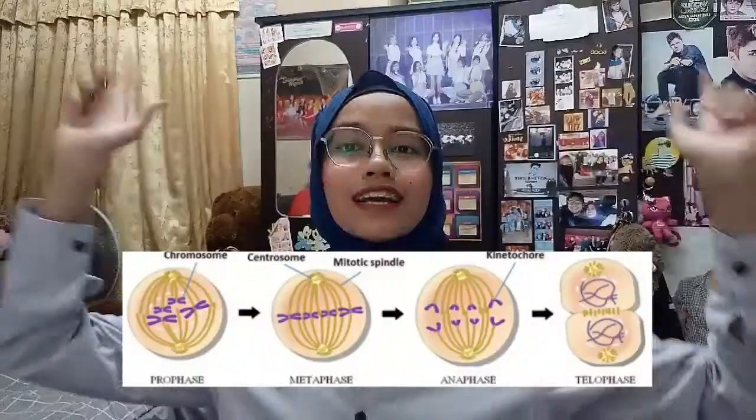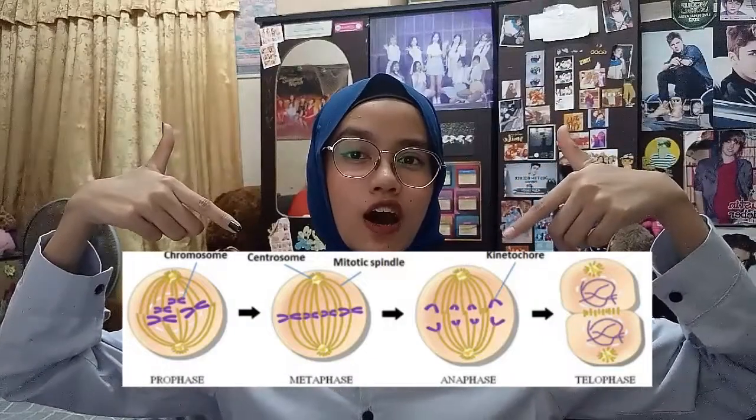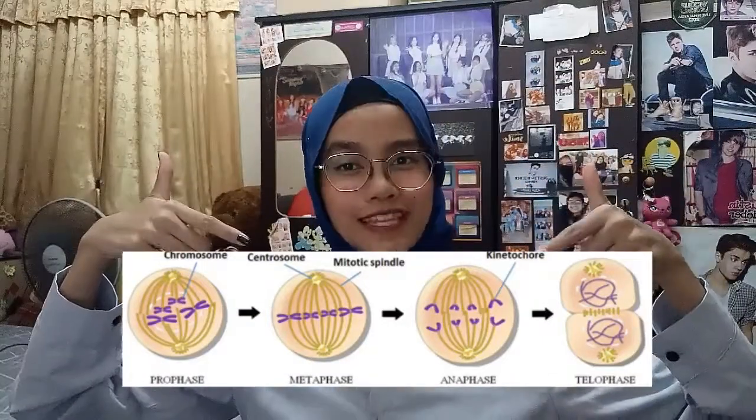Lastly, in cytokinesis, for the animal cell, the cleavage furrow will form at the center of the cell, resulting in the cell dividing into two daughter cells. Meanwhile, for the plant cell, a cell plate will separate the cell into two daughter cells. This is a summary of the mitosis process in the somatic cell.